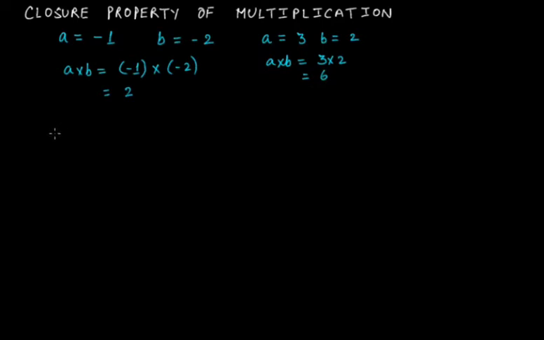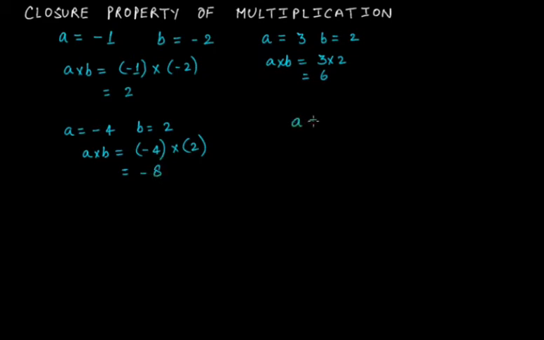Let's take one negative and one positive. So a is -4 and b is 2. So what's a times b? a times b is -4 times 2. Since there is only one negative integer, this product will have a minus sign, so minus, and then 4 times 2 is 8, so this will be -8. Is -8 an integer? Yes, -8 is an integer.